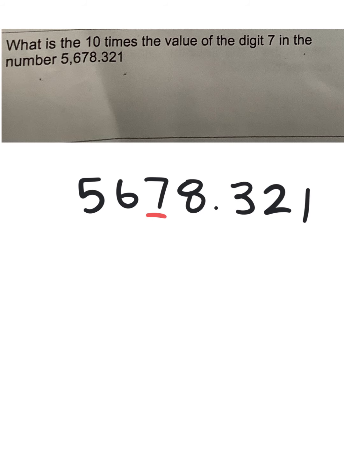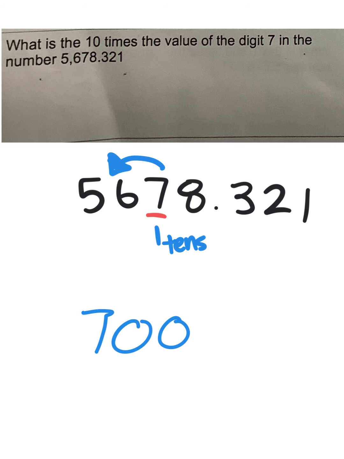Okay, so here it says, what is 10 times the value of the digit 7 in the number 5,678 and 321 thousandths? So we're going to move the 7 from the tens place to the hundreds place. So 700 is 10 times the value of 70.